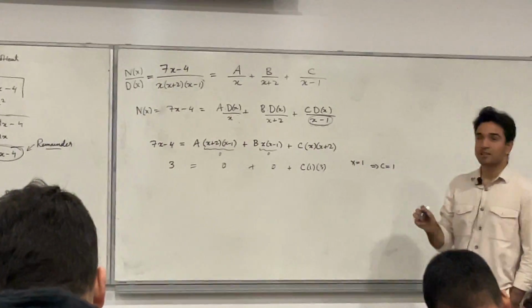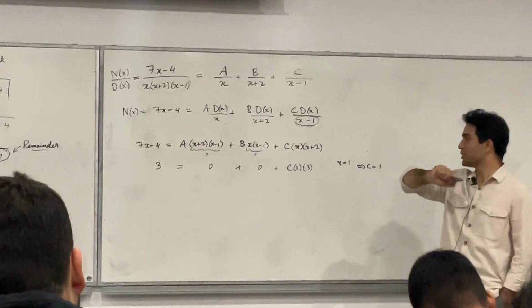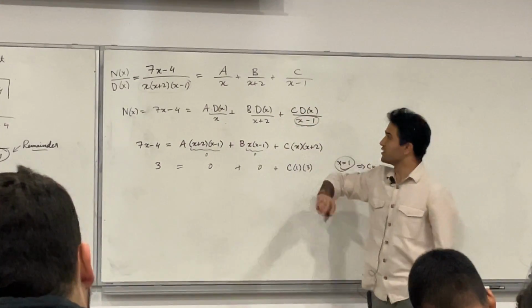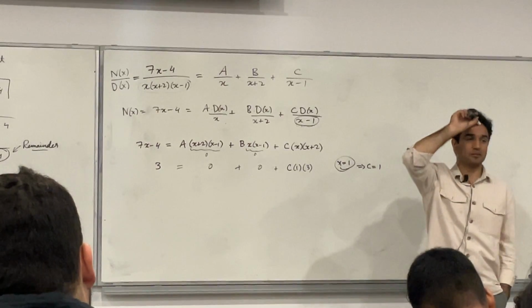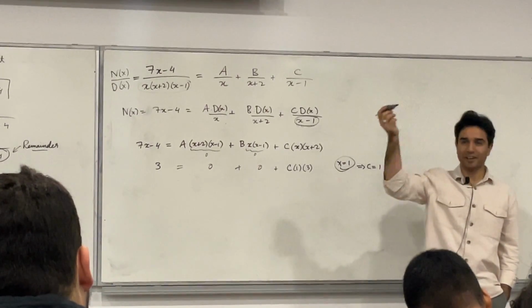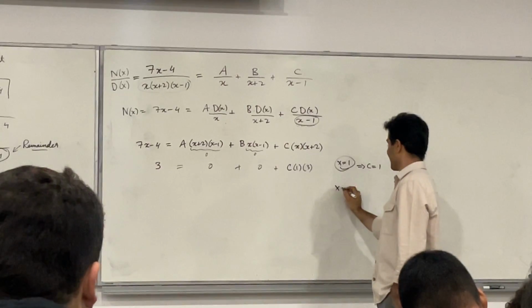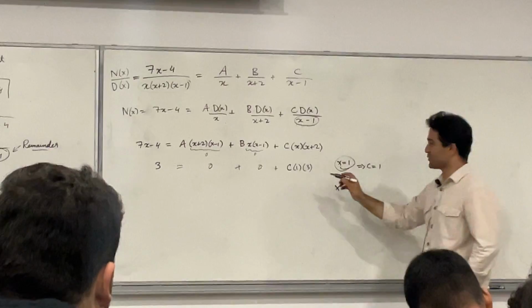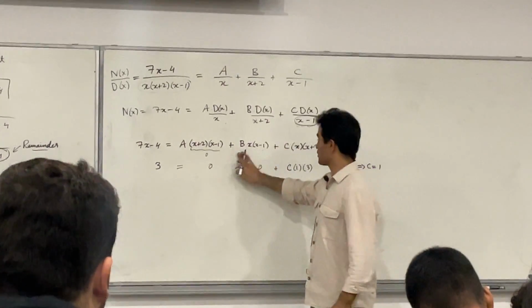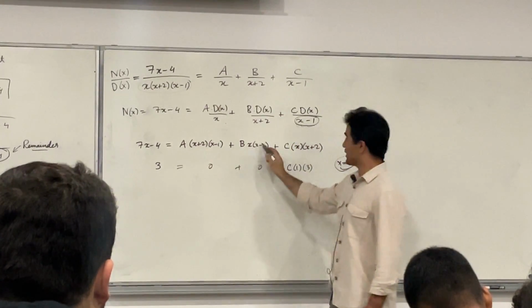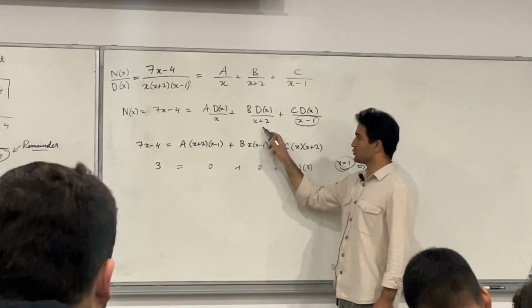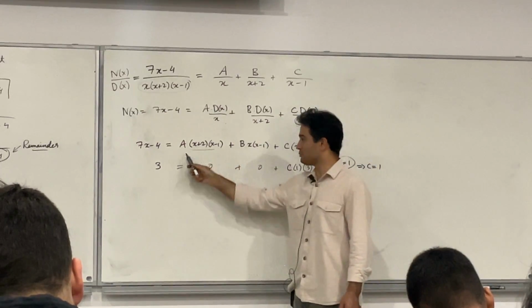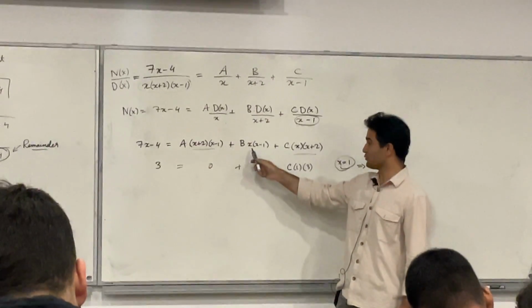And then can someone from the back tell me what I should plug in x as? So I plugged in x equals 1 to get c. What should I plug in to get b? Minus 2. Good, that's right. So you plug in minus 2. And why is that good for b? Because only b was over x plus 2, so it would have had denominator 0, but we cleared denominators. That means this will be 0 and this will be 0. The only thing not 0 will be b.